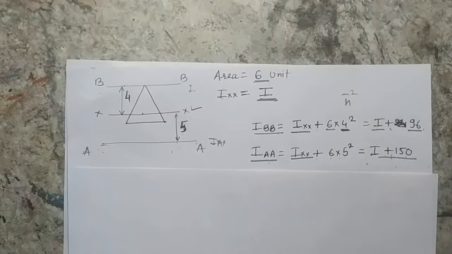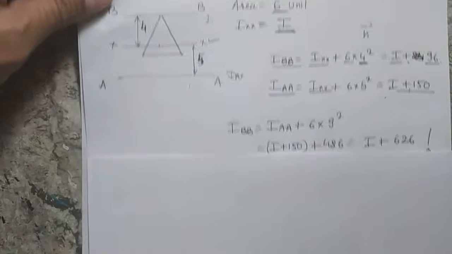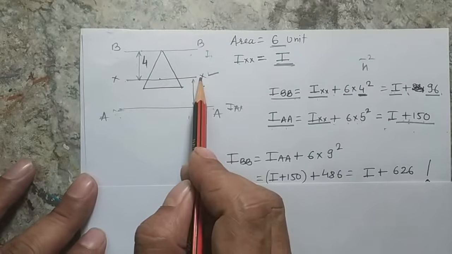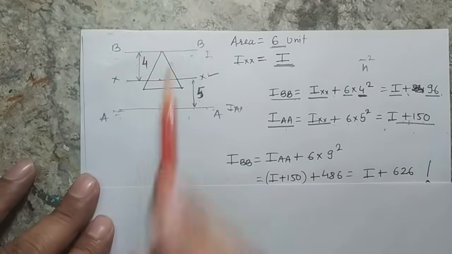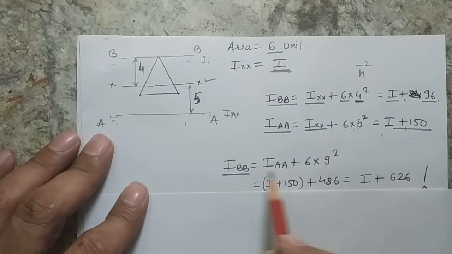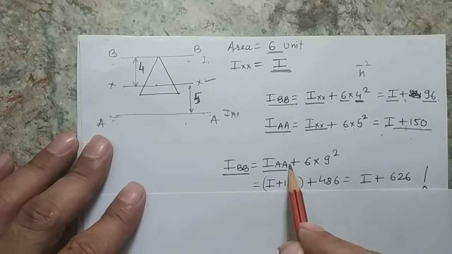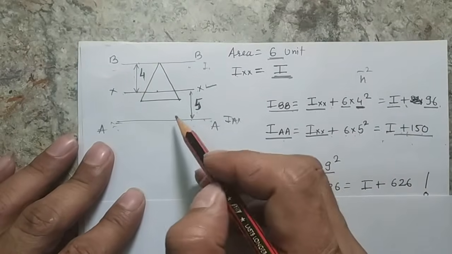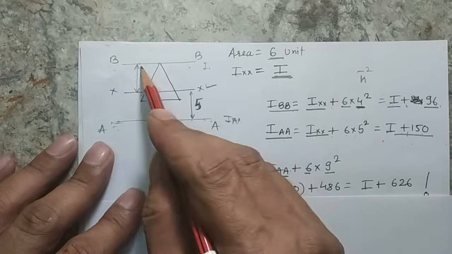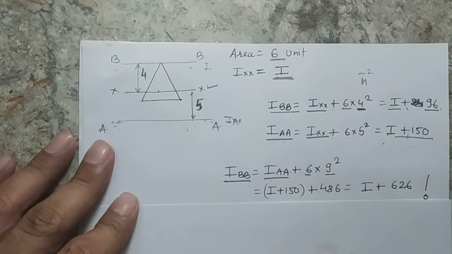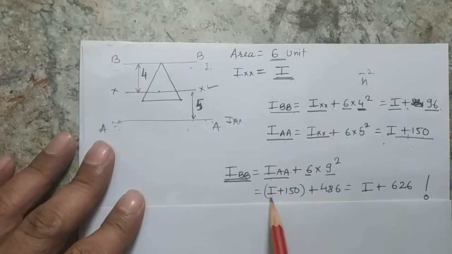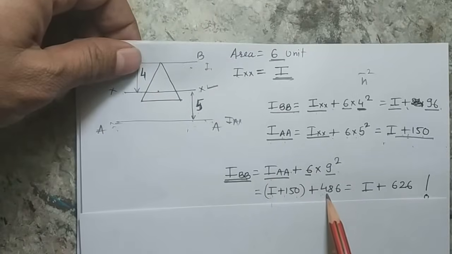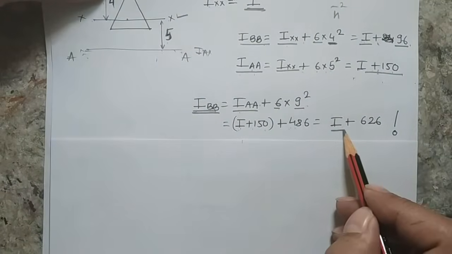Now let's see if I want to find IBB using IAA, without using Ixx. I will calculate IBB using this formula: IAA plus the area of the triangle times the square of the distance I want to shift. In this case, I want to shift from here to here, that means 5 plus 4, that is 9. So my answer for IBB will now become I plus 150, which is IAA, plus these two values, giving 486. So my new value comes out as I plus 626.